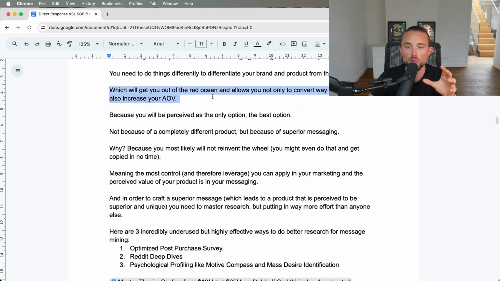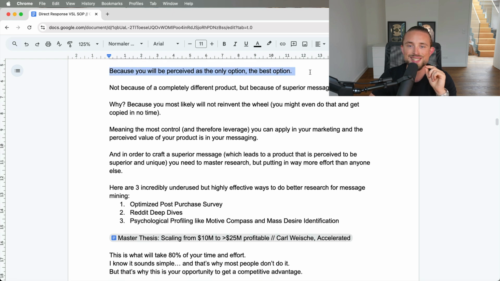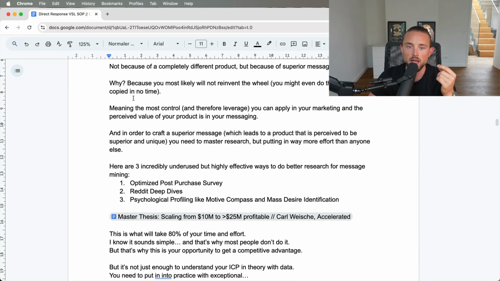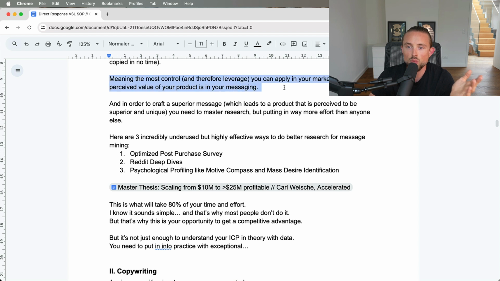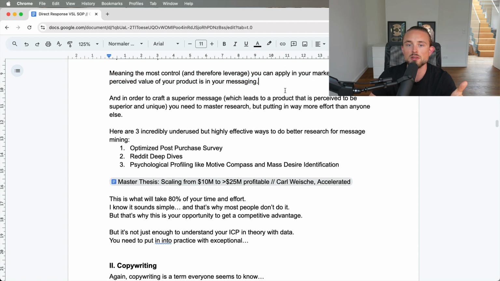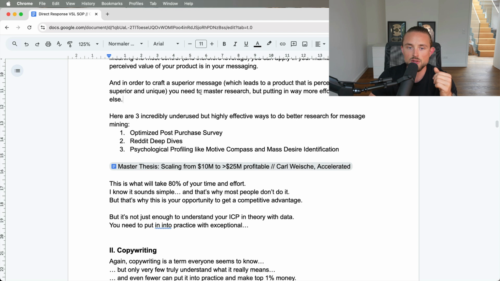And this will get you out of the red ocean and allows you not only to convert way more traffic, but also increase your average order value, because you will be perceived as the only option, the best option. Not because of a completely different product, new product, whatever, simply because of superior messaging. And this is mostly because you don't really need to reinvent the wheel, right? It's just because you have the most control and therefore leverage that you can apply in your marketing, and also you have the biggest perceived value of your product because of the messaging that you now have cracked. And in order to craft a superior message, you need to master research and put way more effort into the research process than everybody else is doing.